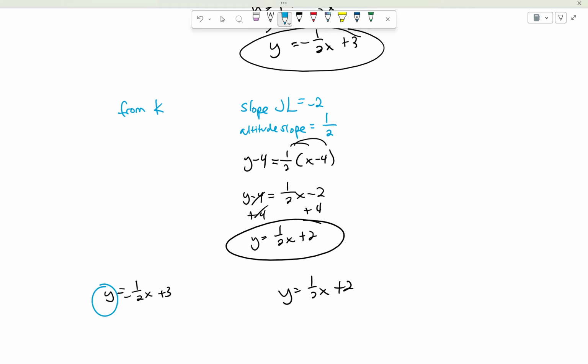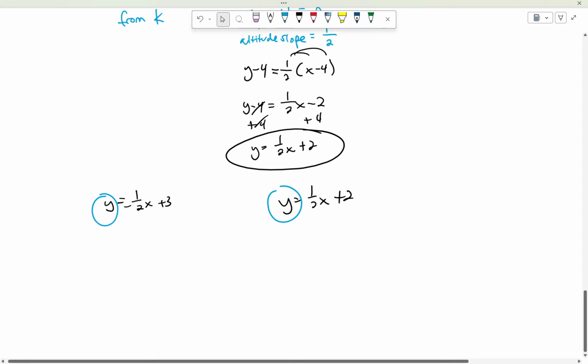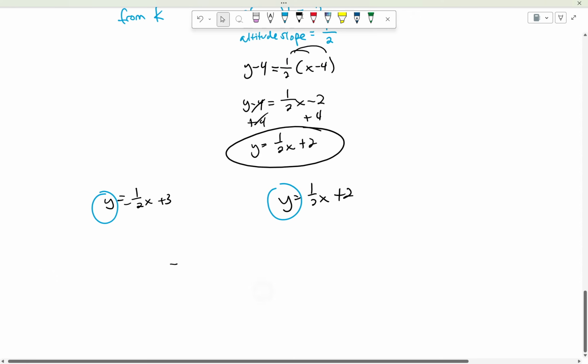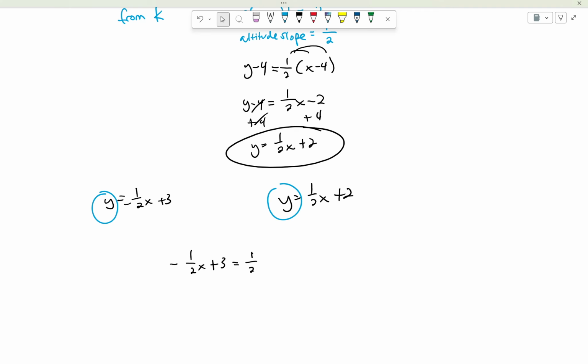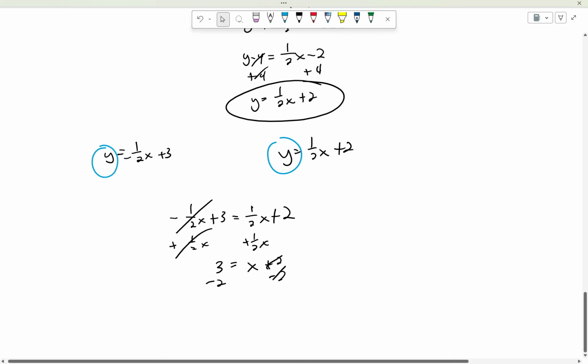So here we go. Fix it. Both things equal y. Therefore, they equal each other. I have -1/2 x plus 3 is equal to 1/2 x plus 2. And now I solve, right? I add 1/2 x to both sides. That cancels. I have 3 is equal to 1/2 plus 1/2 is just 1 whole, or x plus 2. Subtract my 2 from both sides. 3 minus 2 is 1, and that's my x.